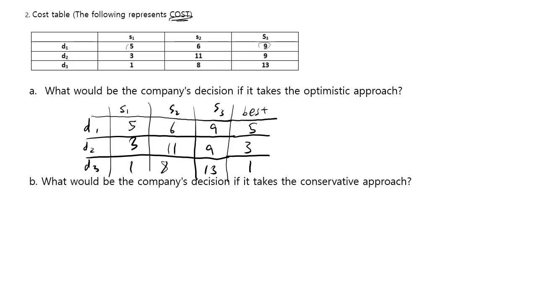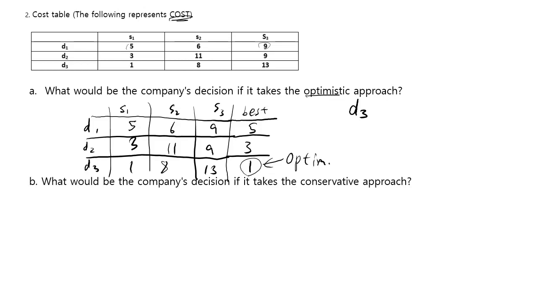And after you get the best out of each decision, what optimistic means is now you look for the best of these best. And again, best means lower number. Don't get confused, it's smaller. So 1 is better than 3, and 3 is better than 5. So among these, the best one is 1. So that's your optimistic approach. In optimistic approach, D3 will be your result.